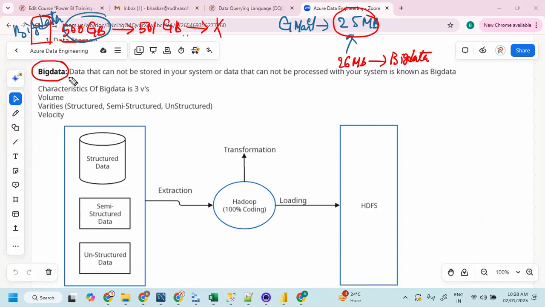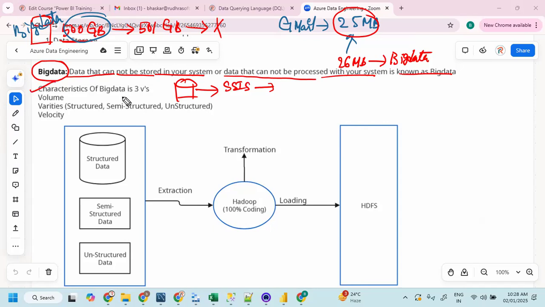So that is what I'm saying. The data that cannot be stored in your system, if you're not able to store the data in your system, that data we can call big data. Or the data that cannot be processed with your system. I have SSIS, but I'm not able to process my data which is there in the source. If you're not in a position to process with your system, that data we can treat as big data. It's a basic definition that I'm giving.